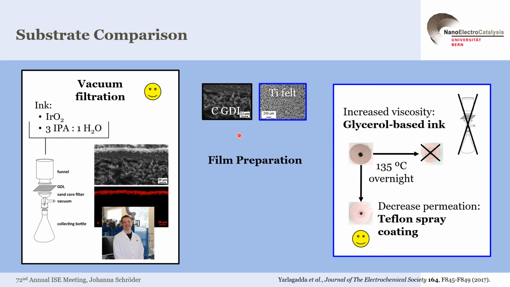Therefore, we took a closer look in the comparison of both substrates. And this porous structure we see in the titanium felt is also found in this fiber structure of the GDL. But this porous carbon layer contains some Teflon, and therefore the hydrophobicity is increased. Therefore, also for the titanium felt, I was spraying some Teflon on top before drop casting the glycol-based ink, and as a consequence it was possible to decrease the permeation and obtain a catalyst film deposited on top of the titanium felt.